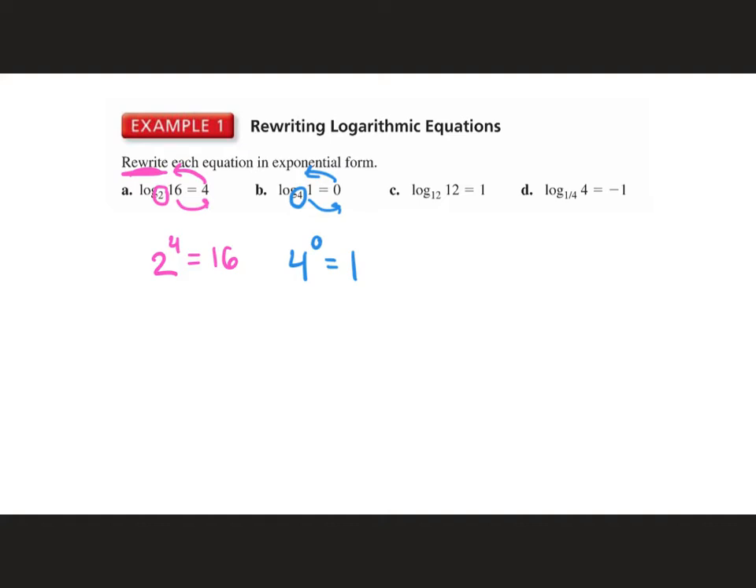What about for c? What's our base? 12. What's our exponent? 1. And what's that equal to? 12. 12 to the power of 1 is equal to 12. And then d, what's our base? 1/4. What's our exponent? -1. And what's that equal to? 4. So all of these are true statements. We're just rewriting our log form into exponential form. There's not really a lot of math going on right now, just rewriting it. Any questions?